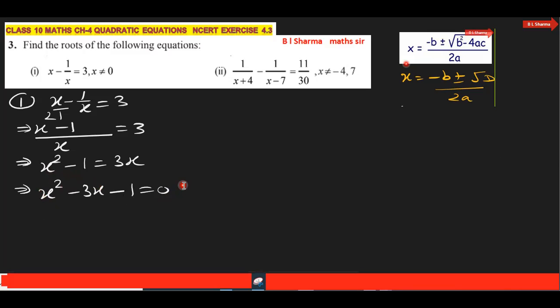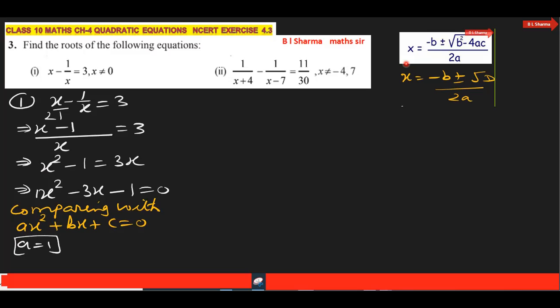ये फाइंड आउट करने के बाद हमें इसका नेचर पता करना पड़ेगा. फॉर द नेचर ऑफ रूट्स वी हैव टू फाइंड आउट D. So comparing with the standard form, that is ax square plus bx plus c is equal to 0, we have a is 1, b is minus 3, and c is minus 1.